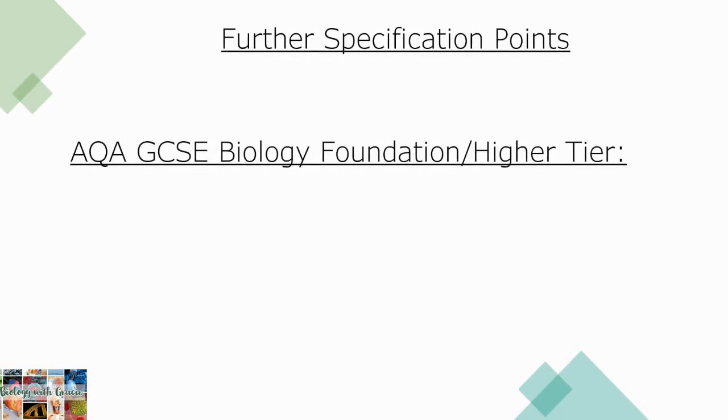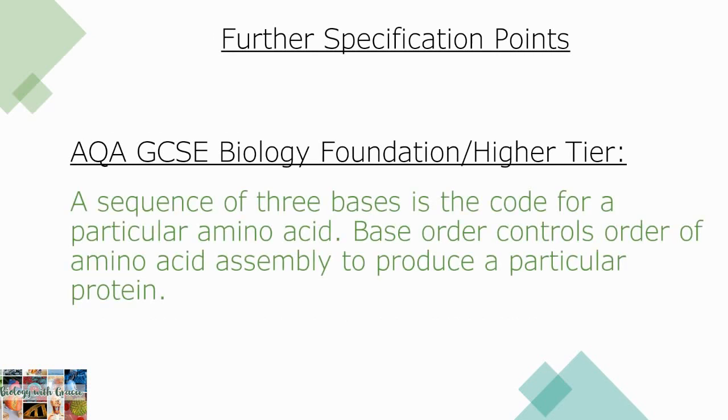So now we're going to move on to AQA GCSE Biology Foundation and higher tier further points. So along with the specification points I mentioned at the beginning, we also need to know for these specifications that a sequence of 3 bases is the code for a particular amino acid, and also base order controls order of amino acid assembly to produce a particular protein.